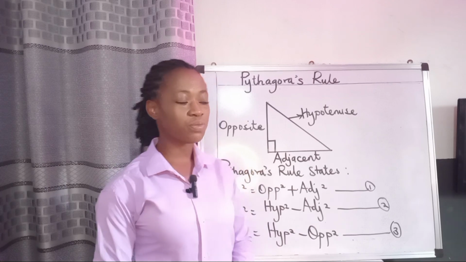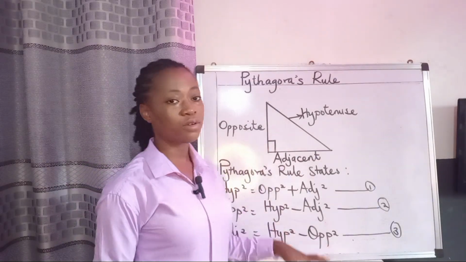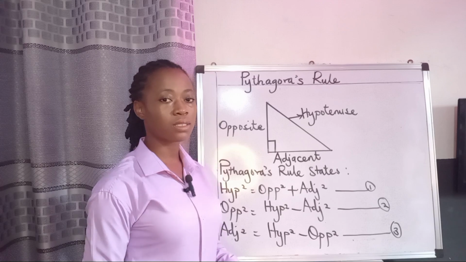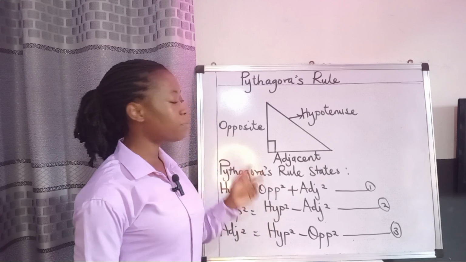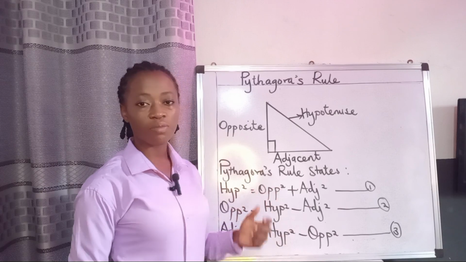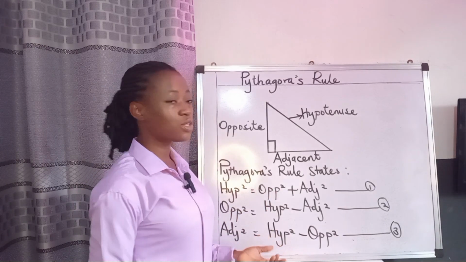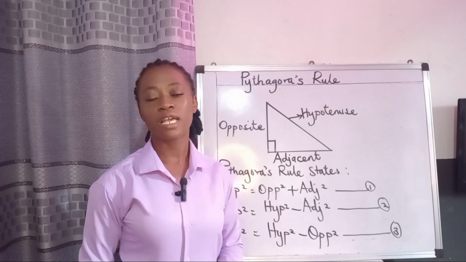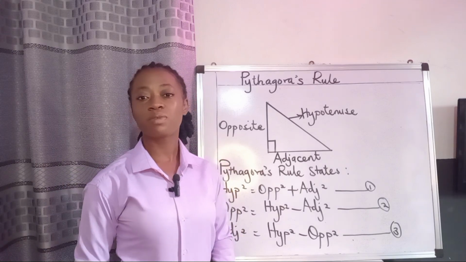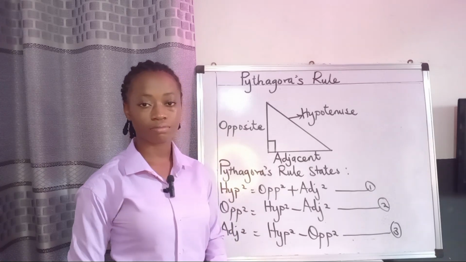In today's lesson, we'll be looking at the topic that says Pythagoras rule. This is one of the topics you learn in mathematics, okay? Now, Pythagoras rule is used to find any of the missing sides of a right-angled triangle. You know that we have different types of triangles, right? Of course. And sometimes you'll be asked to find the perimeter of a right-angled triangle.